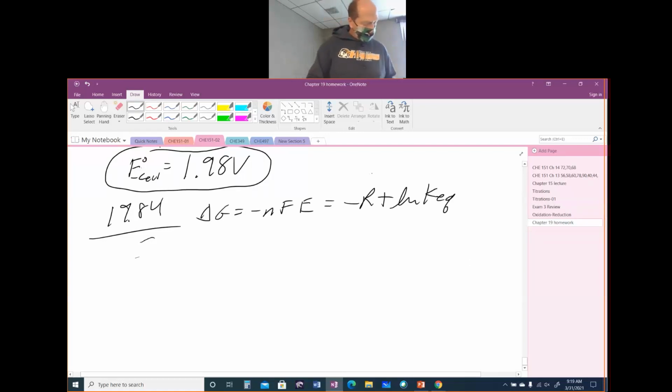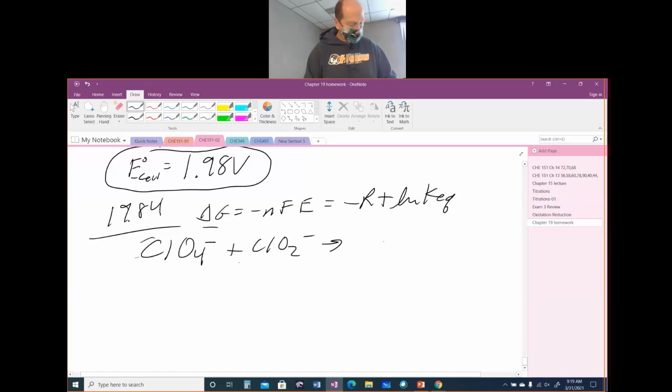All right, so we can get our electrode potential, so we don't have to do the delta G of this one. But if you're given a chart, you could find the delta G as well. But the question says use electrode potentials. All right, so it is very clear that you are to use the electrode potentials for this problem. ClO4 minus plus ClO2 minus yields 2 ClO3 minus.